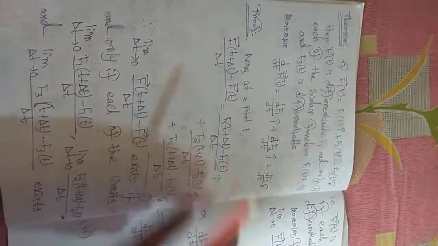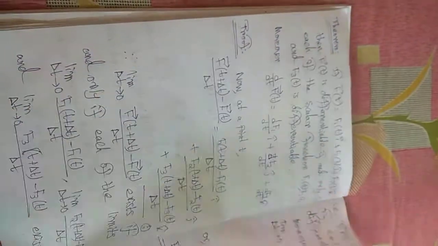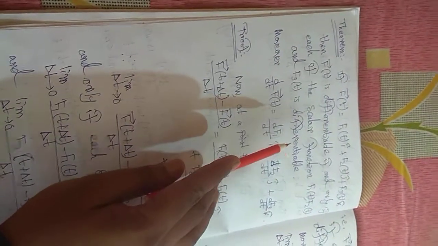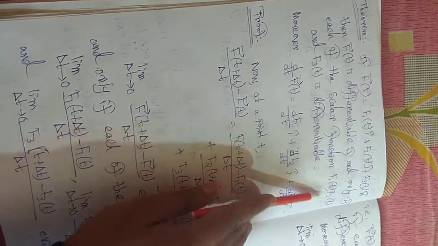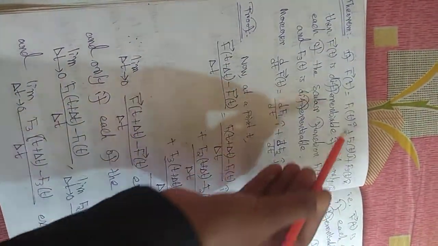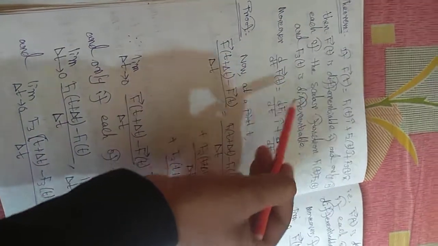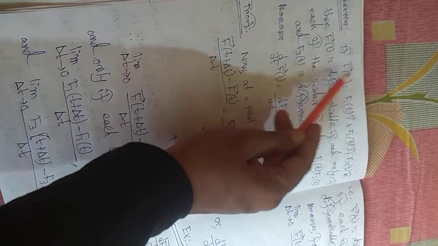Now, the last theorem for today's topic is: if f(t) = f1(t) i-cap + f2(t) j-cap + f3(t) k-cap, then f(t) is differentiable if each of them is differentiable. Same theorem. If anyone fails to be differentiable, then the function fails to be differentiable.